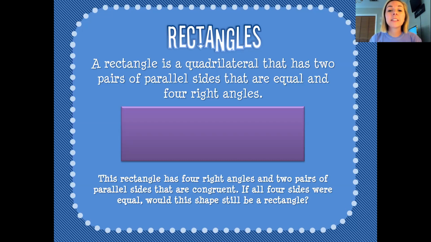So for example, I see this rectangle has 4 sides. That's an attribute. It has 4 angles. That's an attribute. It also has 2 pair of parallel and congruent sides. So a square and a rectangle are very similar, except remember, a square has all 4 sides equal. A rectangle, these 2 sides are congruent. These 2 sides are congruent.